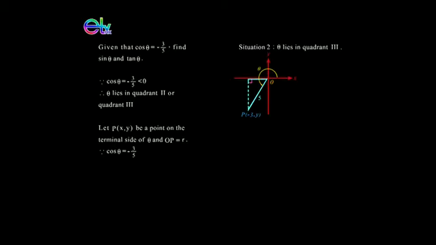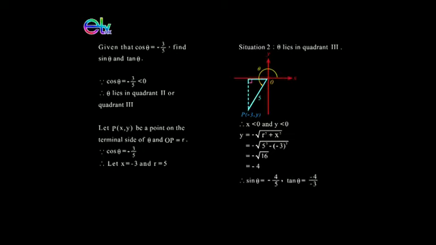Situation 2. When theta lies in the third quadrant, the x-coordinate is negative, and so is the y-coordinate. Since x is equal to negative 3 units, and r is equal to 5 units, by using Pythagoras' theorem, we find that y is equal to negative 4 units. Then sine theta is equal to negative 4 over 5, and tangent theta is equal to negative 4 over negative 3, or 4 over 3.